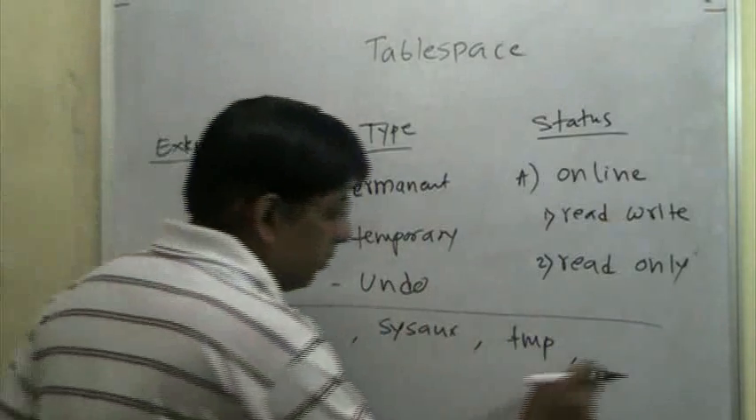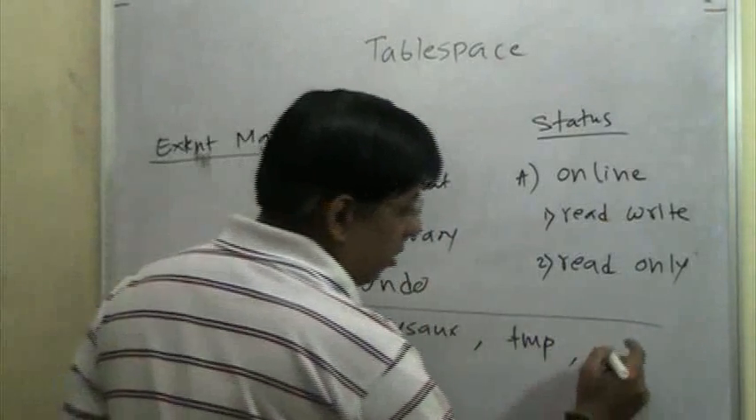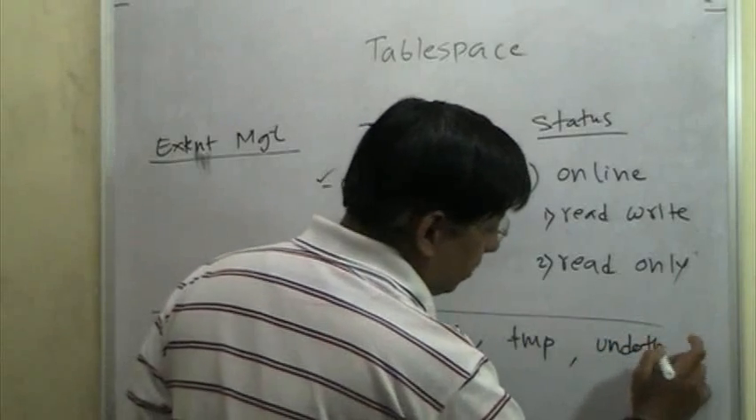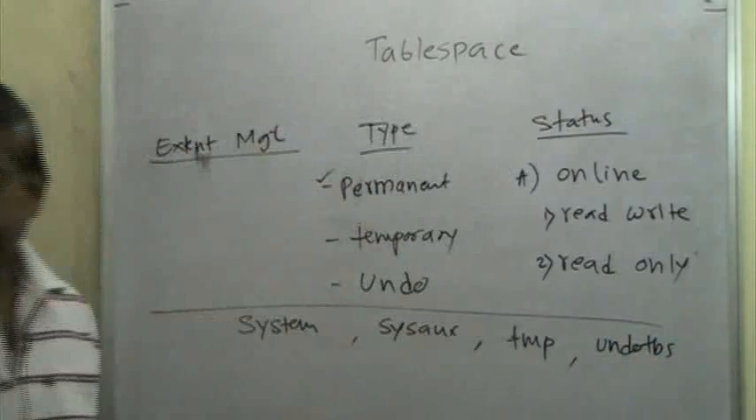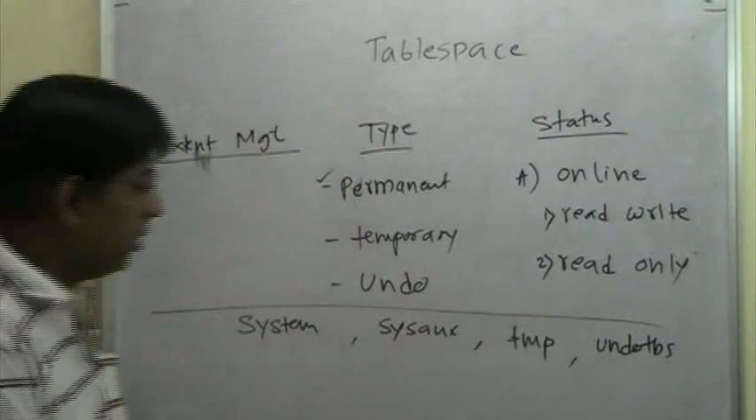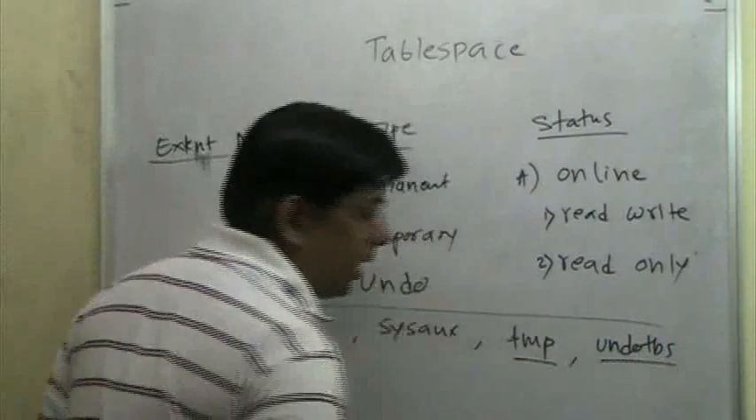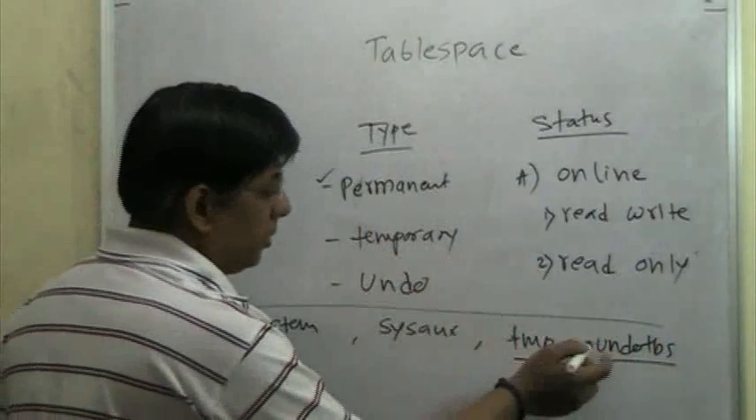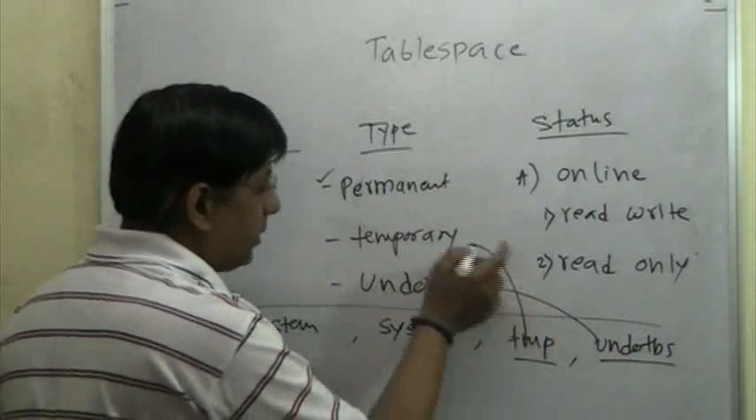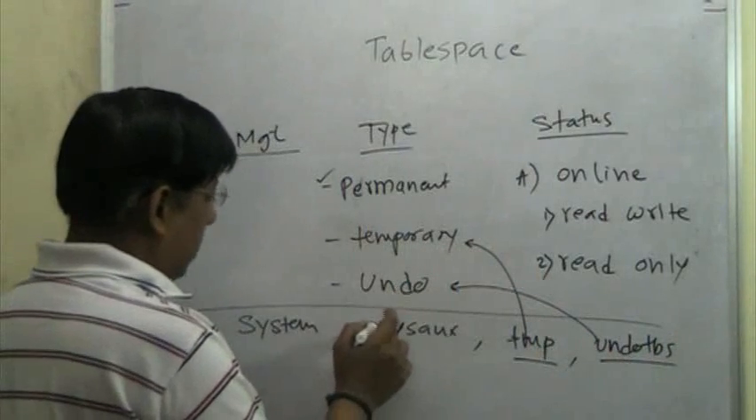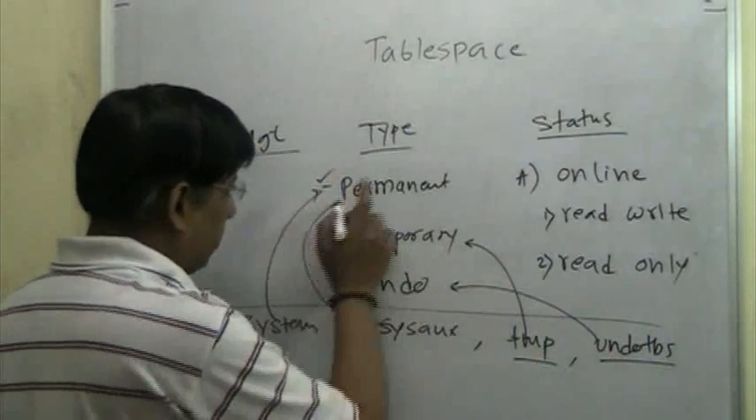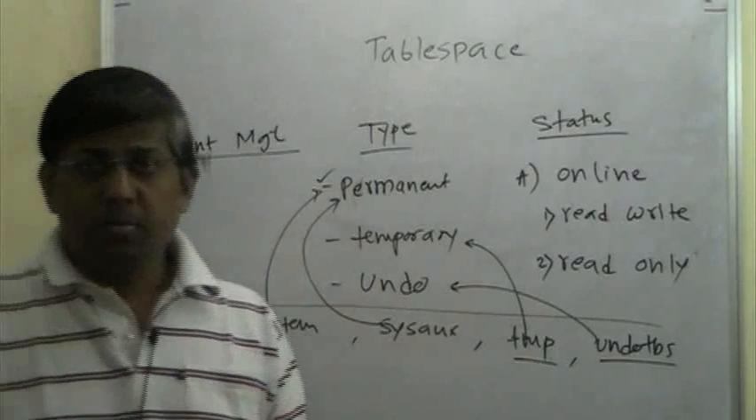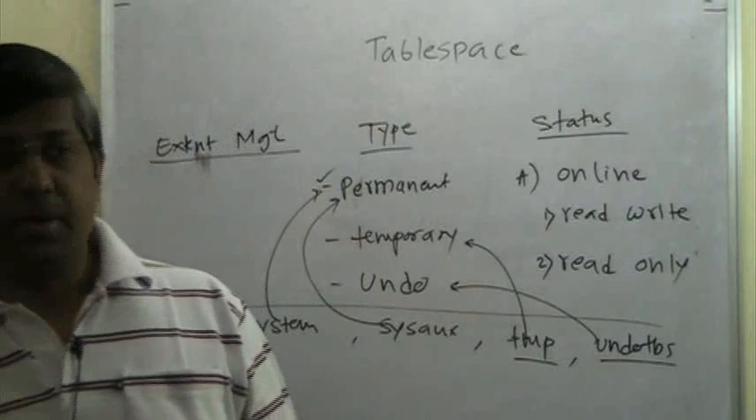So there is a fourth table space that we have seen, which we gave the name undo, but many people give the name as undo TBS. Whatever name they can give, they give that name. So this name and this name can be given anything, but the type of this undo TBS is undo. So this is an undo table space, this is a temporary table space, and these two are permanent table spaces.